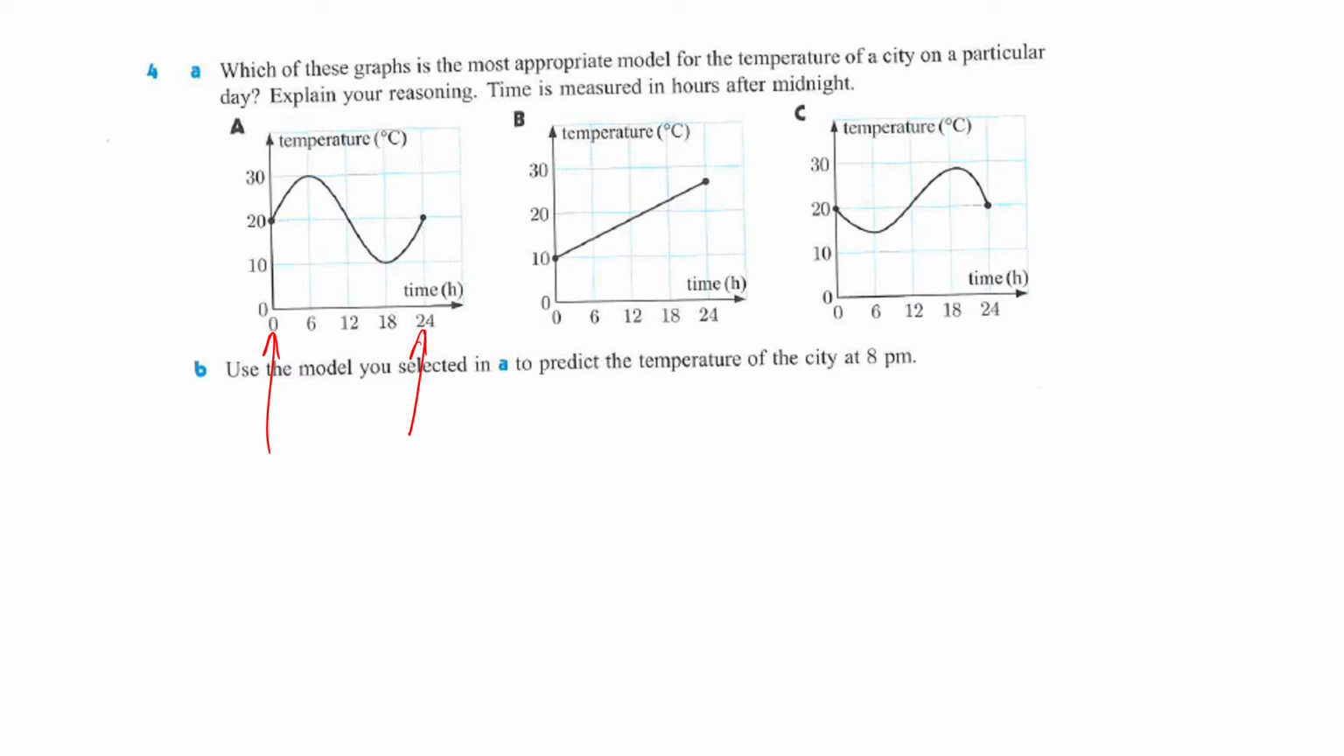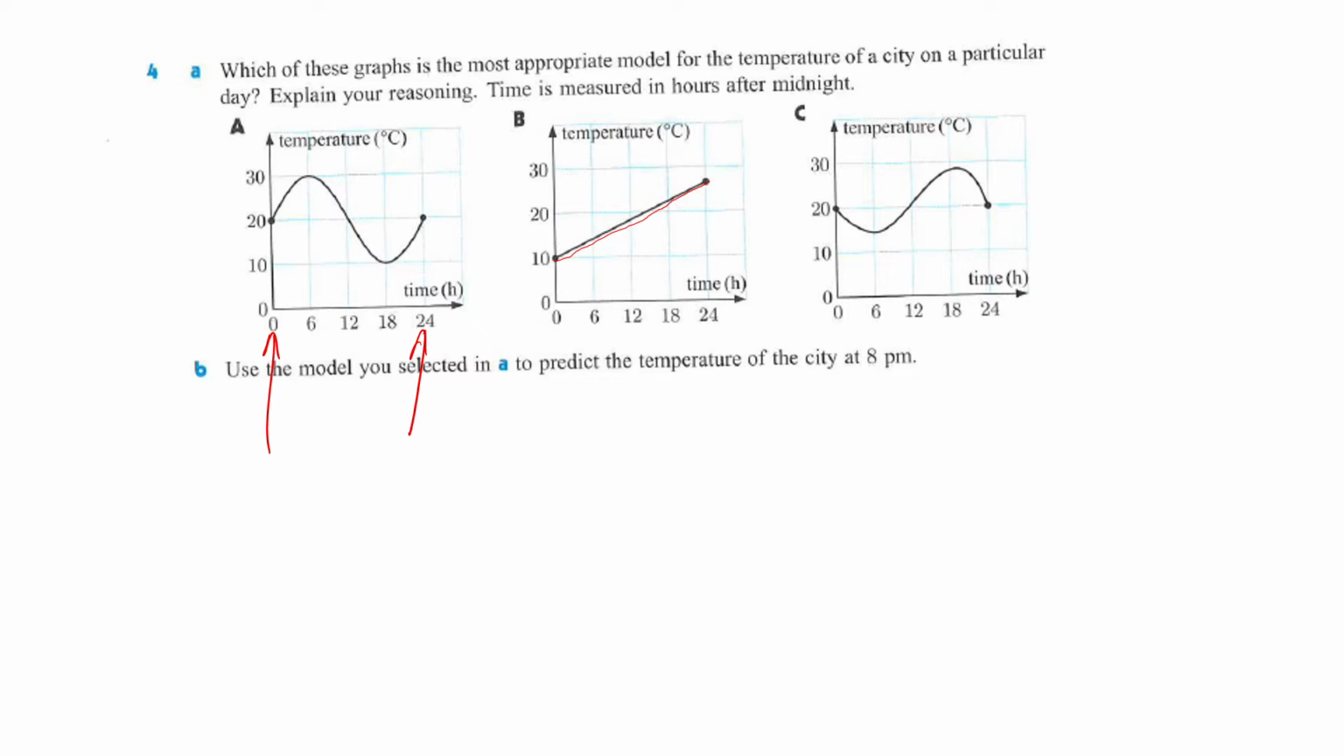Now, let's look at B. This is the worst model. What this is saying is it starts out at 10 degrees and it keeps going up, up, up from midnight to midnight. Temperature keeps increasing. We know that's not how temperature works. We know the temperature goes up and down throughout the day.